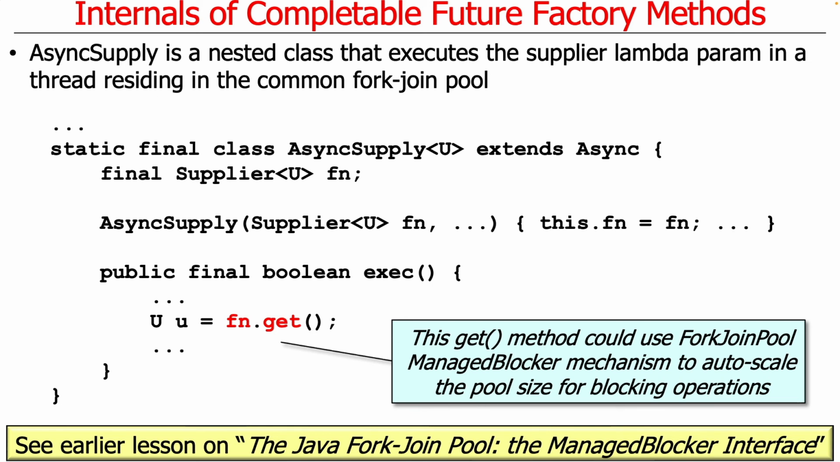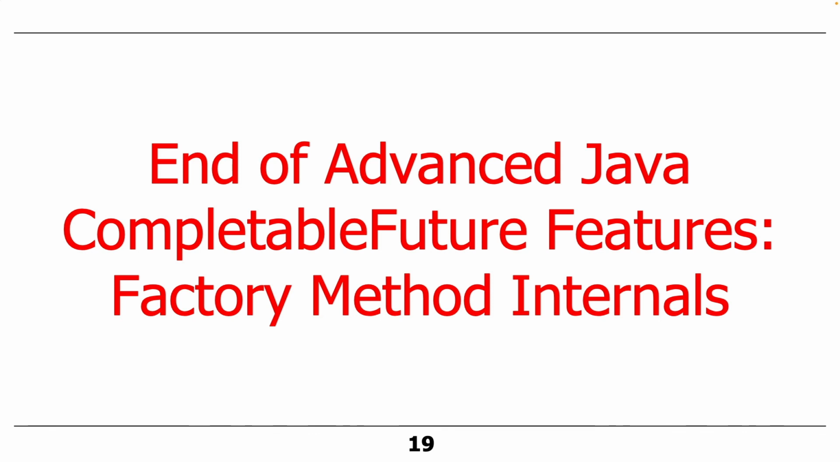Now, if we were really clever, and we didn't need to do this for our simple use case of multiplying, because that is a CPU-bound job, if we needed to do something more sophisticated that involved blocking, like some kind of I/O computation, then we could wrap this up with the fork join pool managed blocker mechanism in order to auto-scale the pool size for blocking operations. So that's the end of the overview of the supplyAsync method for Java completable futures. I think you'll appreciate the fact that you don't have to know all these low-level gory details of message passing, and instead the completable future facade encapsulates you from those types of details.